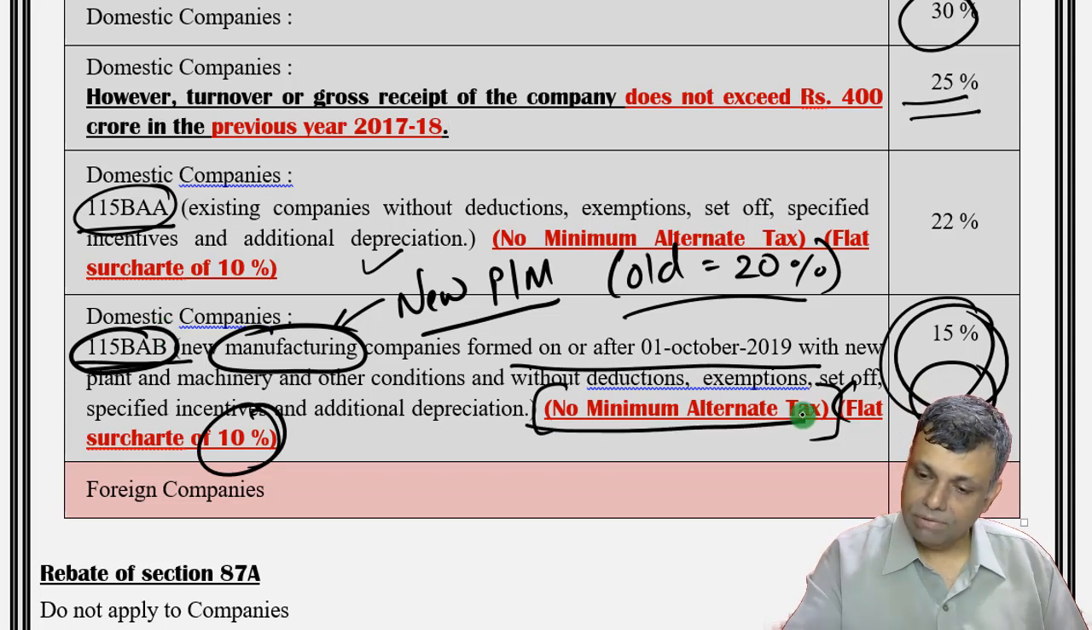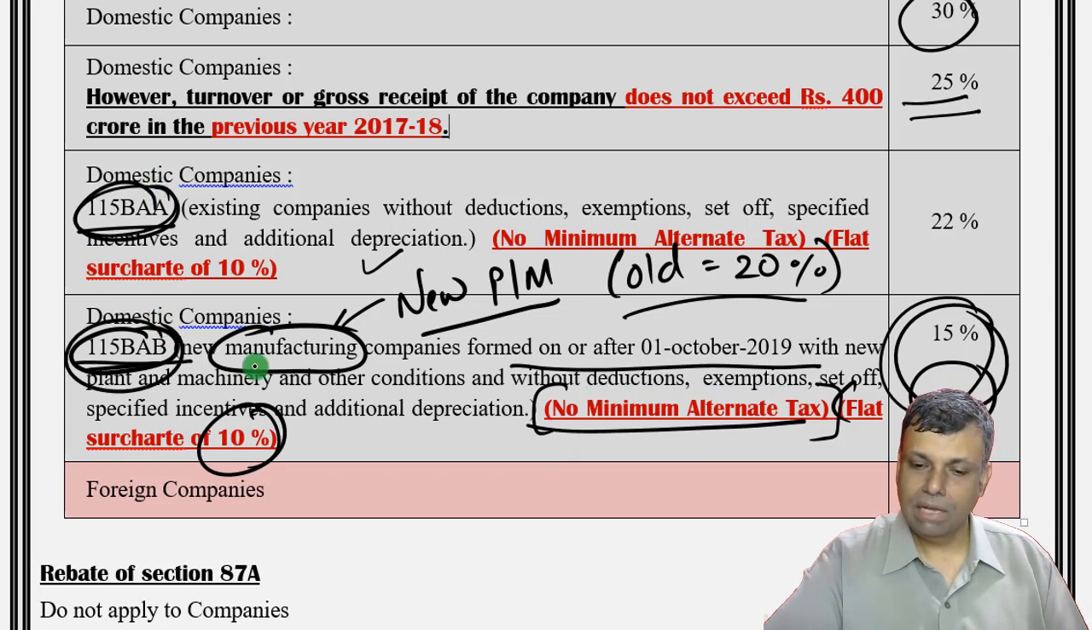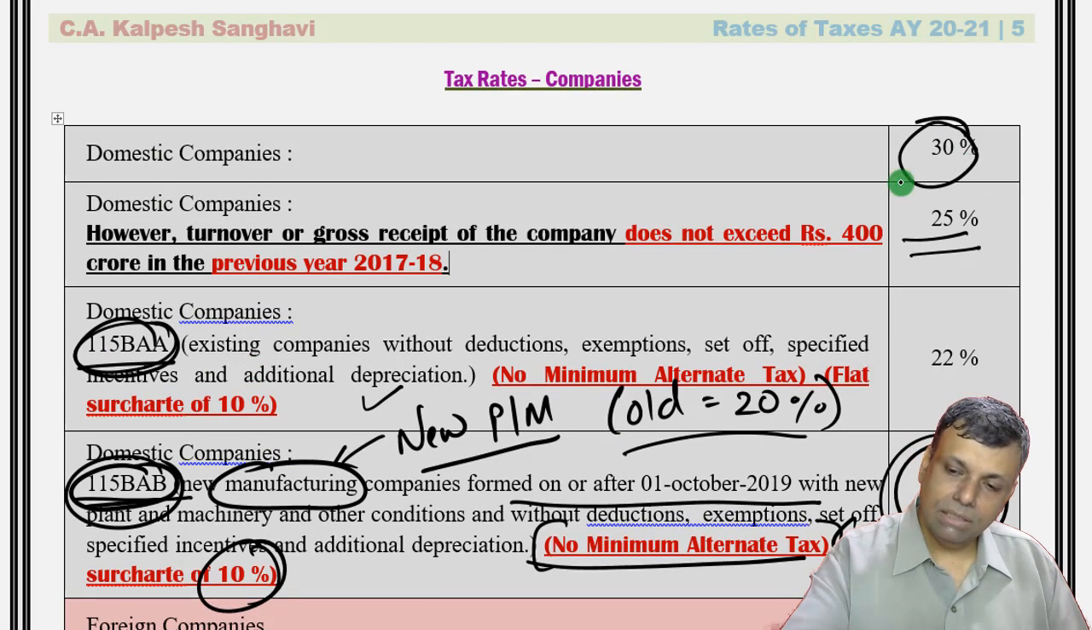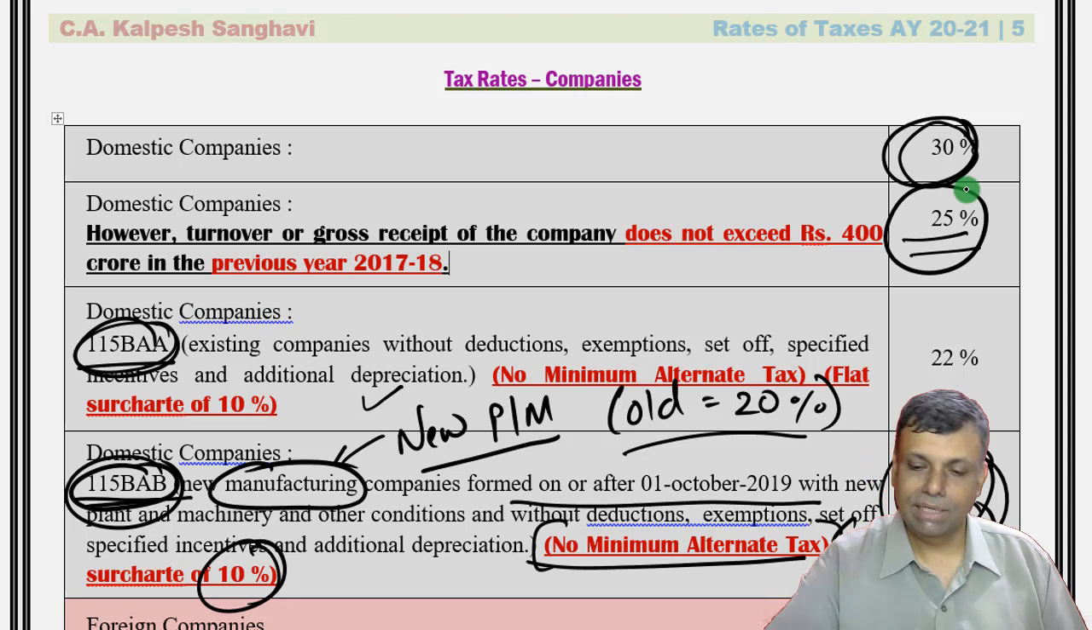And don't forget this, that there is no MAT for 115BAA companies and BAB companies. However, if you are covered by this 30% category or this 25% category, then you have MAT application and you will have a surcharge also on MAT. That means depending upon your income, whatever surcharge category applies to you, that surcharge you will have to apply to the respective companies.